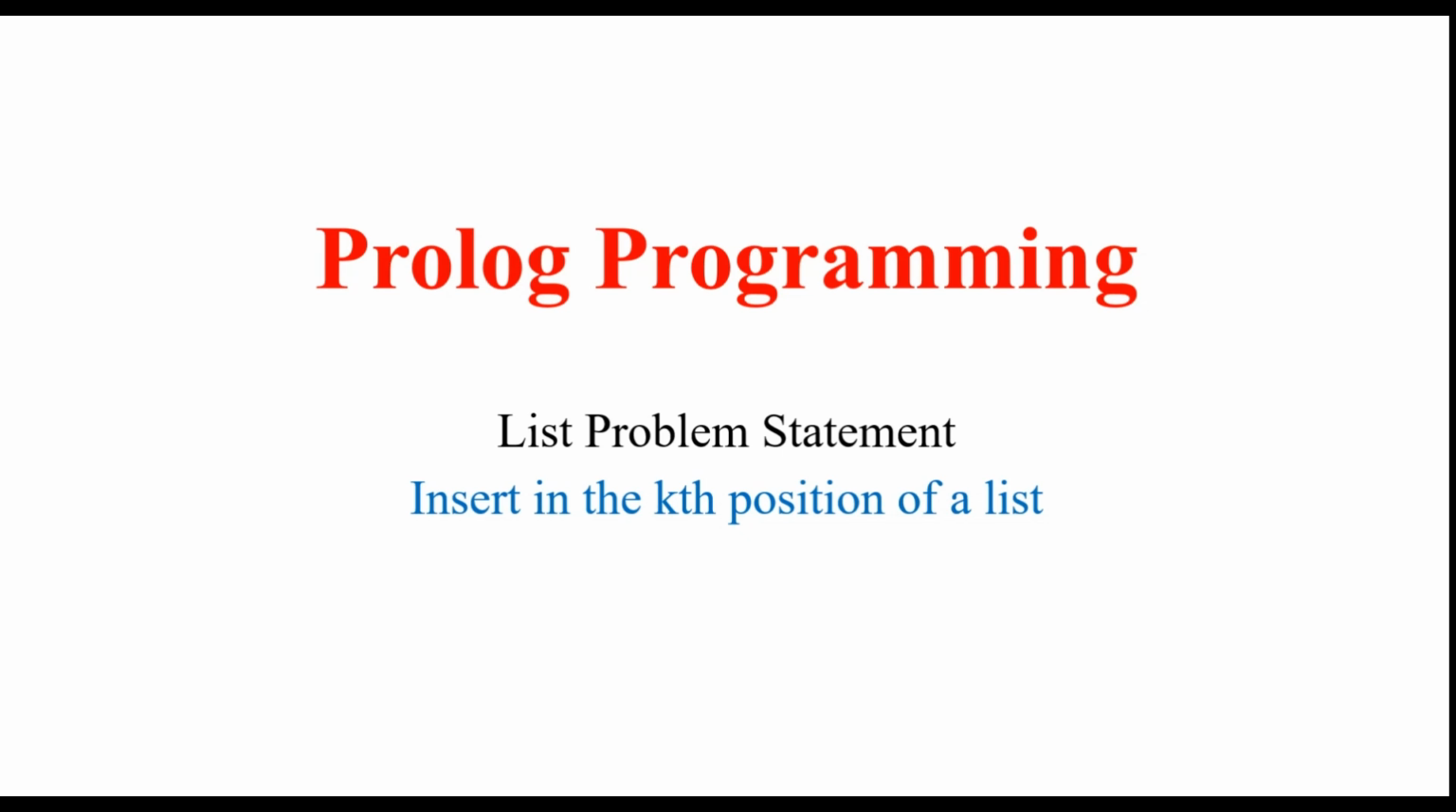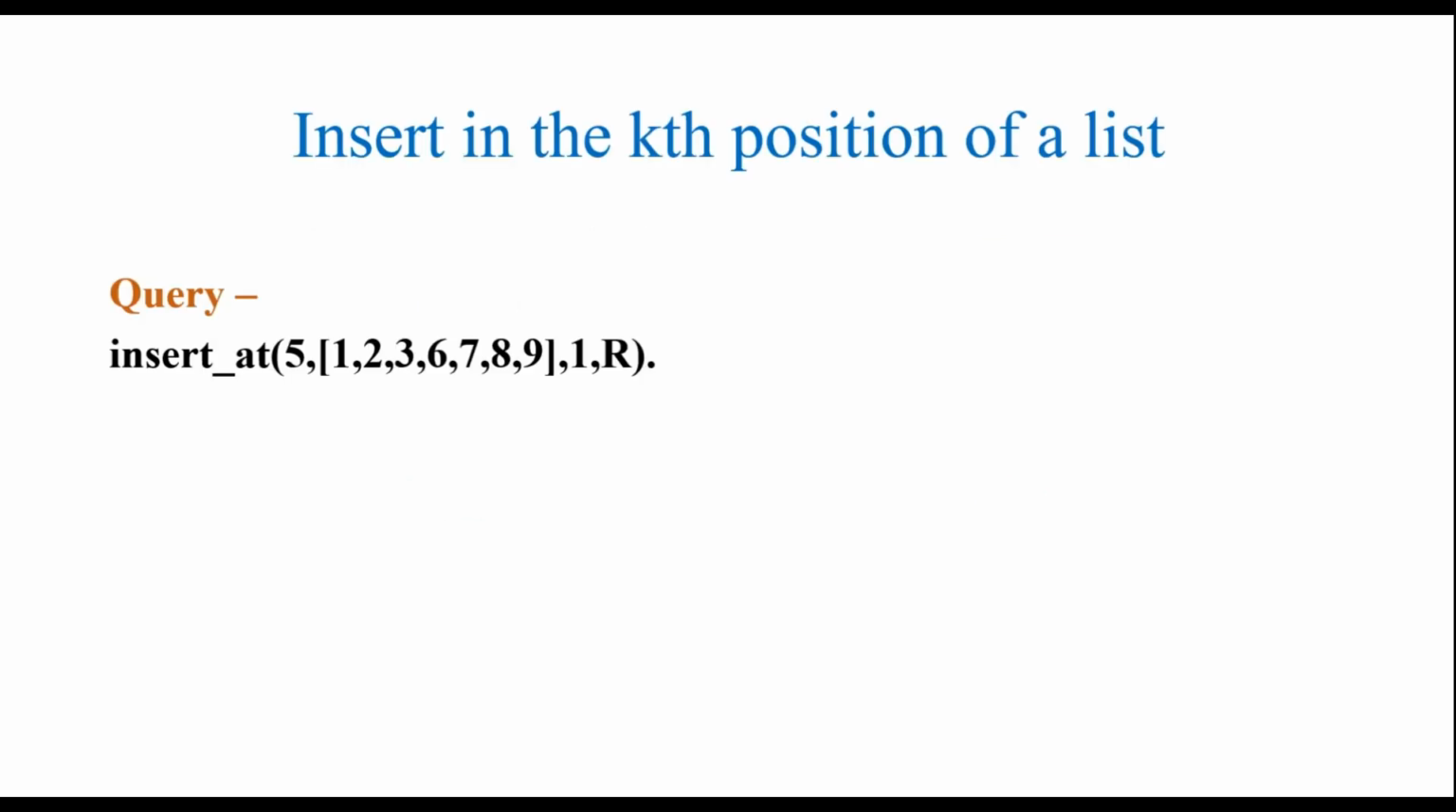Hello everyone. I'm going to discuss inserting an element at the kth position of a given list. For the insertion of an element, let us take an example. In this example, my function name, or the predicate name, is given as insert_at. This is a predicate name. Inside the predicate, there are several arguments.